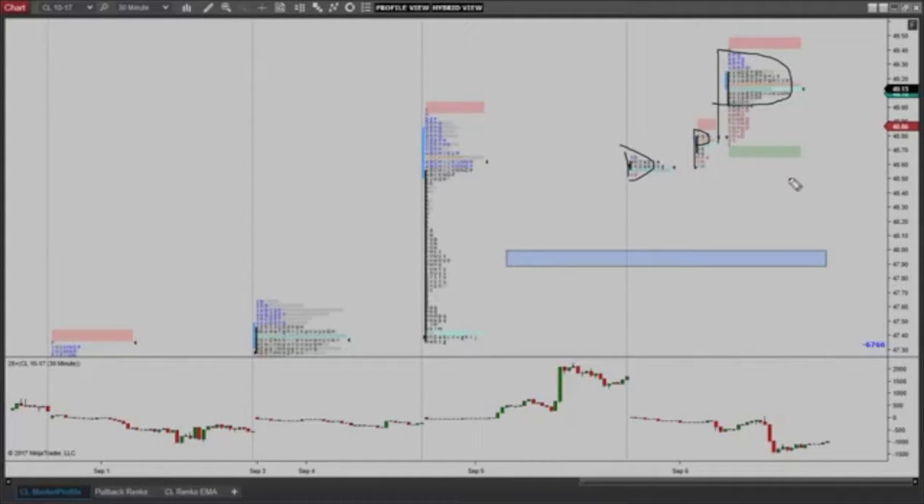So now we have negative 30,000 total imbalance. Remember, a P-shape equals a trending up pattern, and a D-shape equals consolidation, and a B-shape equals a trending down pattern. The imbalance is the difference between buyers and sellers. If we have a negative number, we have more sellers than buyers. If we have a positive number, we have more buyers than sellers.